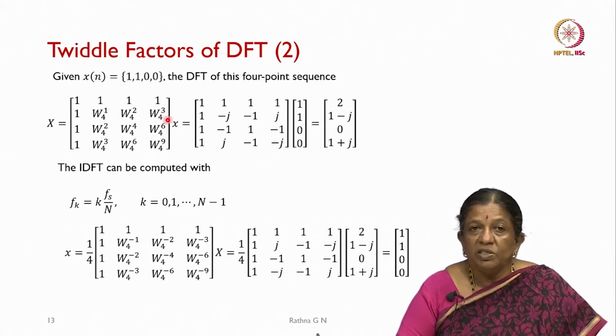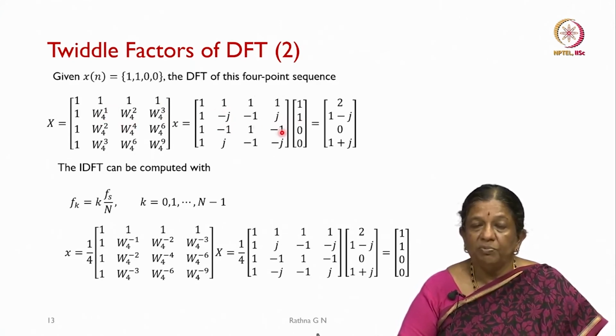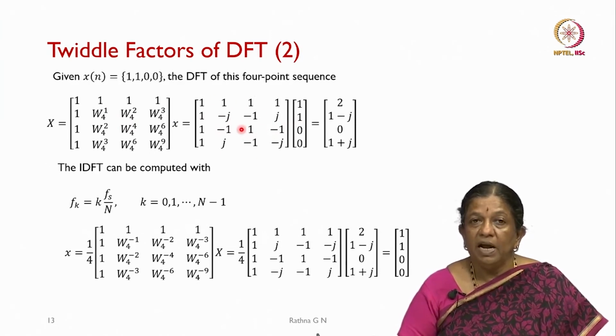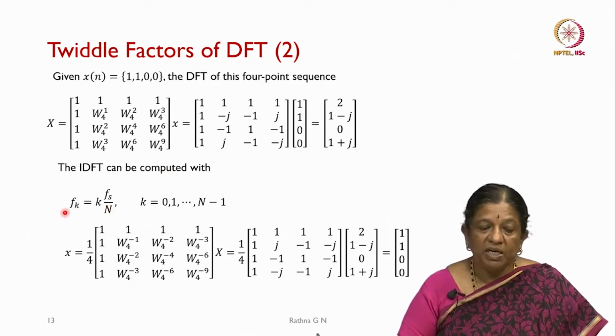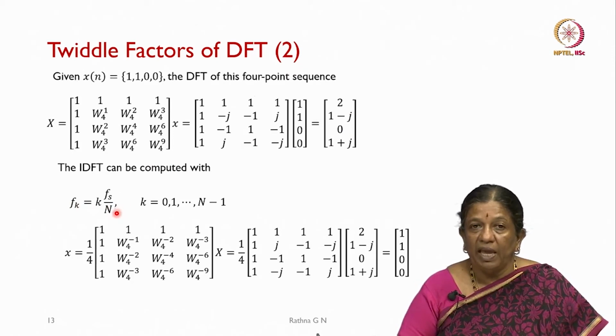W 4 3 is minus of W 4 1, which is plus j. This is how we will enter the values, and we have been given x of n as this value. So, this is our coefficient matrix, and these are our x of n. When we do the matrix multiplication, the DFT of the sequence is nothing but 2, 1 minus j, 0 and 1 plus j. To see whether our DFT is correct or not, we will take the IDFT. So, we assume that F k is equal to k into Fs by N, with k varying between 0 to N minus 1.